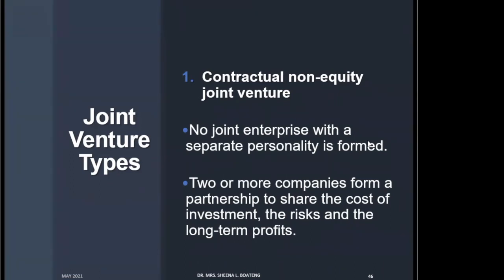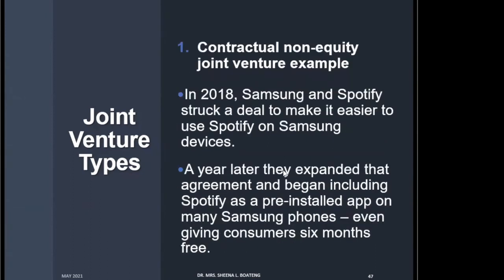The two or more companies that form the partnership simply share the cost of the investment and the risk involved, as well as the long-term profits. But they do not come together to form a totally new company that is a separate personality from their already existing organizations. So in terms of contractual non-equity joint ventures, there are two main examples I want us to take cognizance of. For instance, in 2018, Samsung and Spotify struck a deal, which is a contractual non-equity joint venture, which meant that Spotify would be made available on Samsung devices.